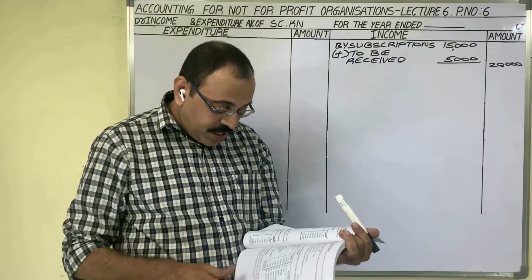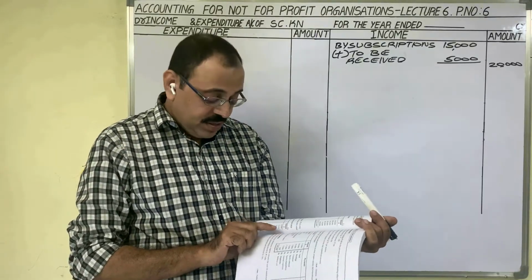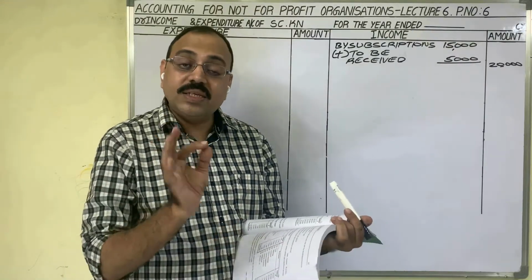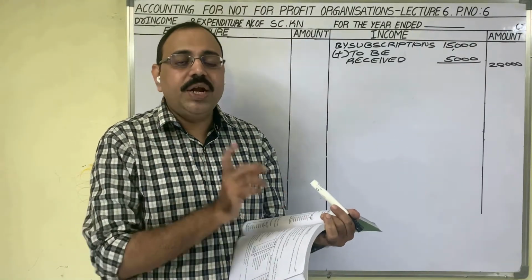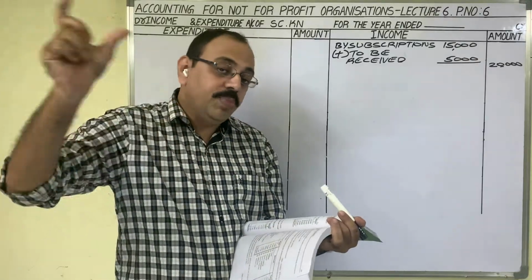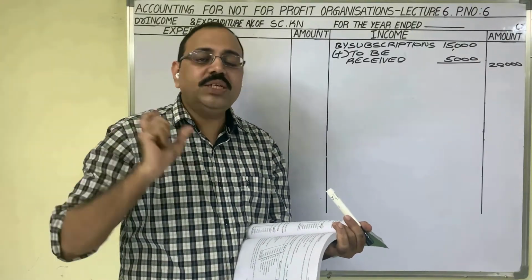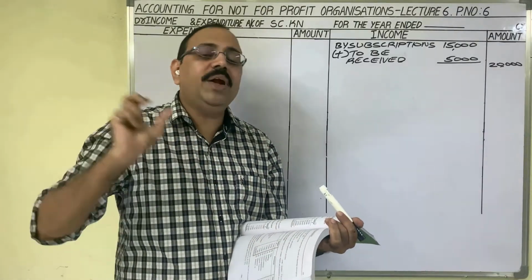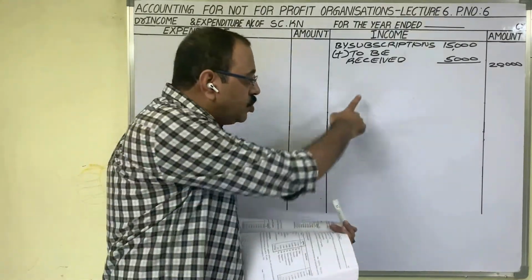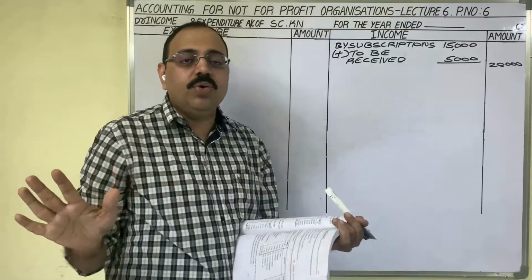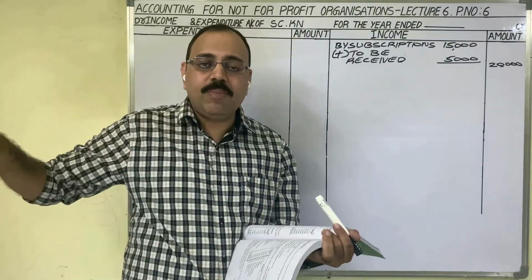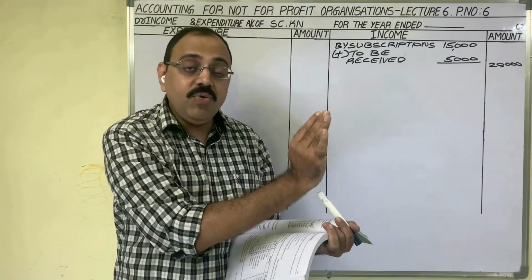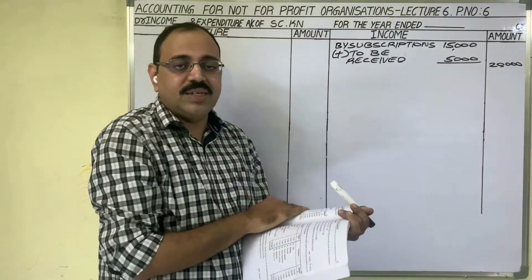In additional information, first point, capitalize 50% of the donations. Clearly he has given the instructions. So in donations, 50% is to be capitalized. Means in donation income, 50% income is to be treated as capital income. Capital incomes we should not credit here, so we have to ignore. If 50% is capital income, the other 50% is revenue income, and that revenue income amount appears on the credit side.